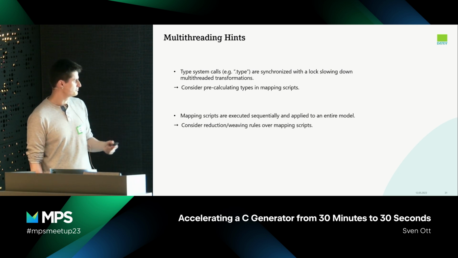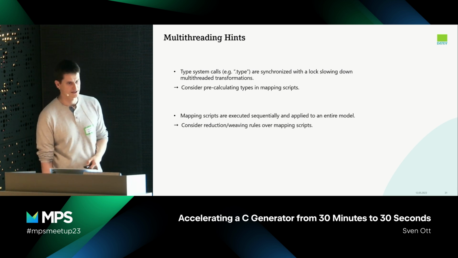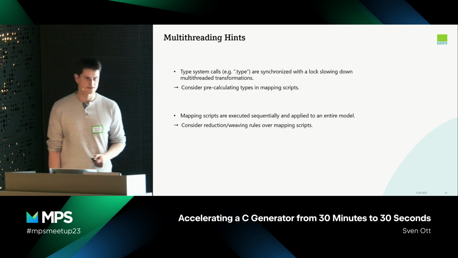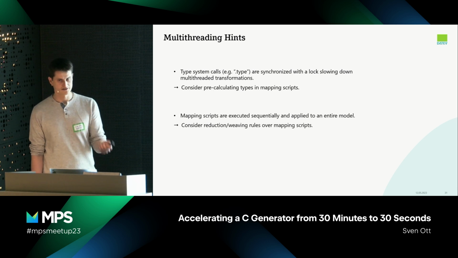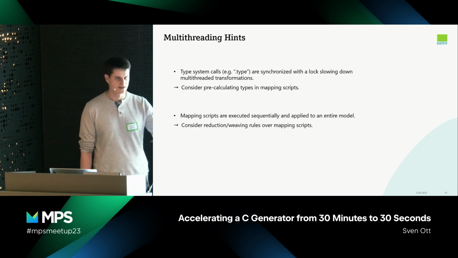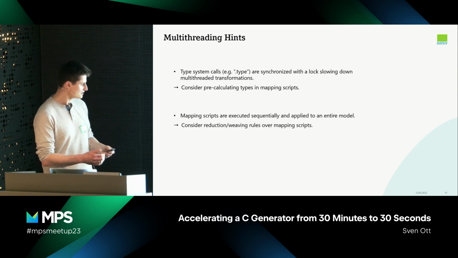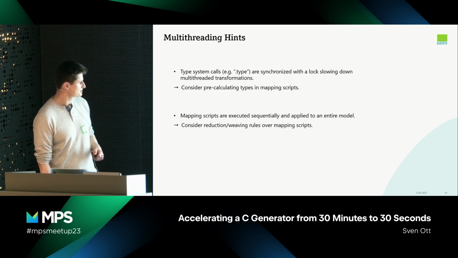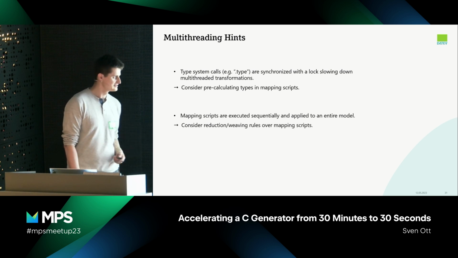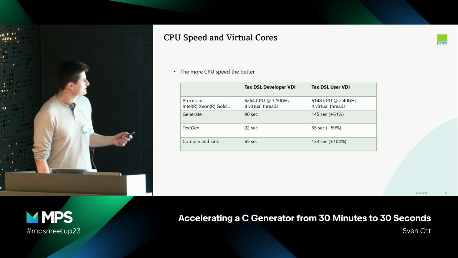So what we do, and what we already did before, is that we pre-calculate all required types in mapping scripts. However, you have to consider that mapping scripts are executed sequentially and applied to the complete models. So all mapping scripts are executed in a single thread, and you don't have any multi-threading advantages there. So it's also nice to avoid mapping scripts and to use reduction rules instead, but don't calculate types in reduction rules.